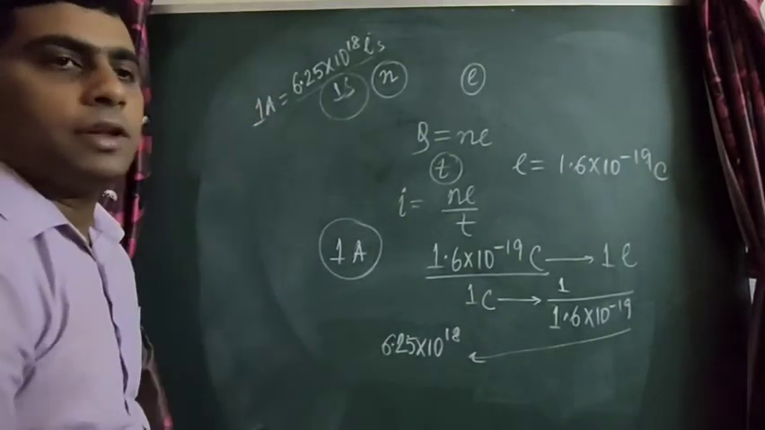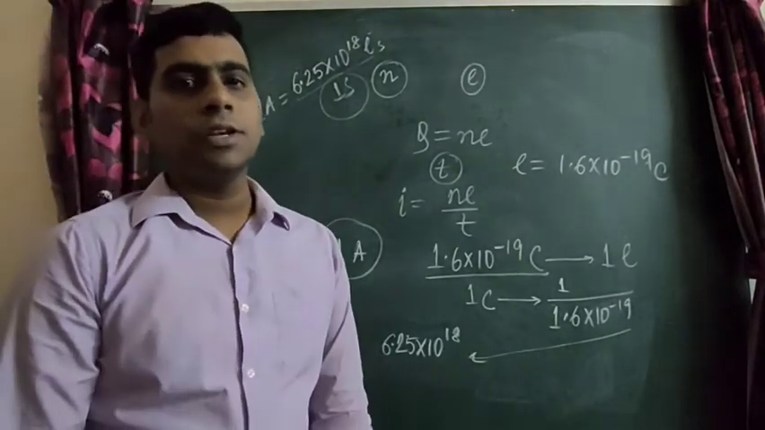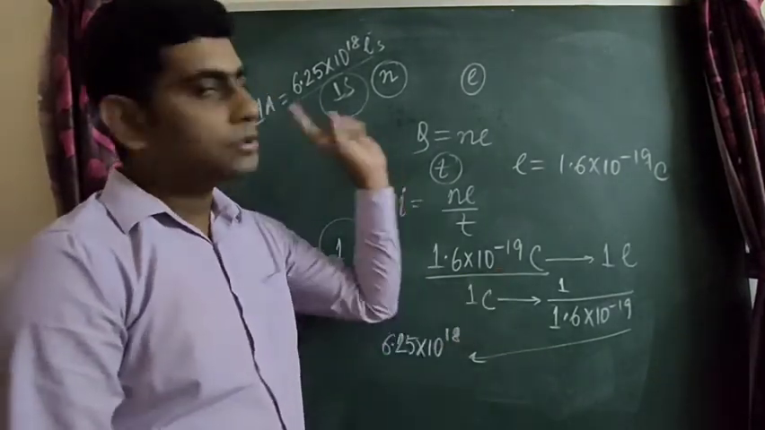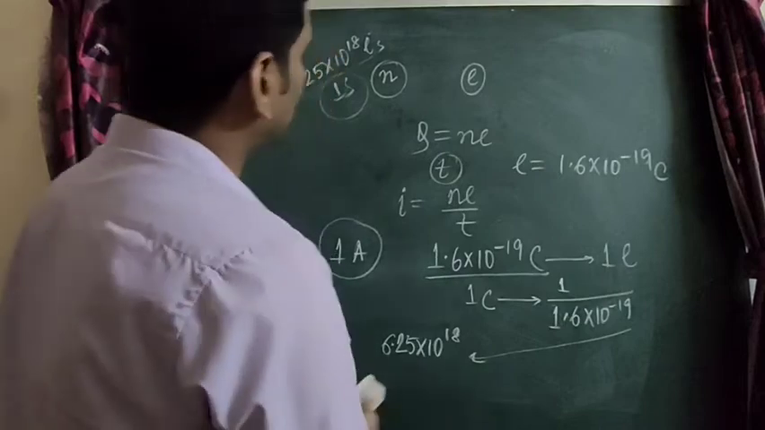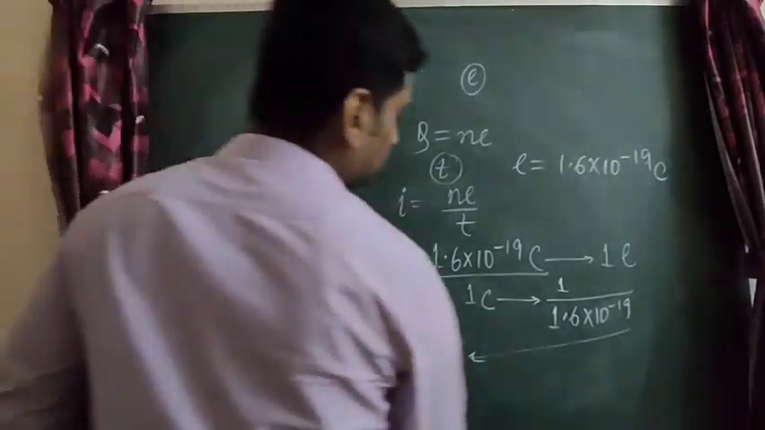Now let us see the relation between drift velocity and current. The drift velocity which I talked about, and current, what is the relation between them?